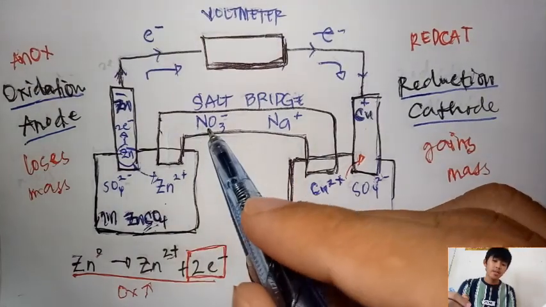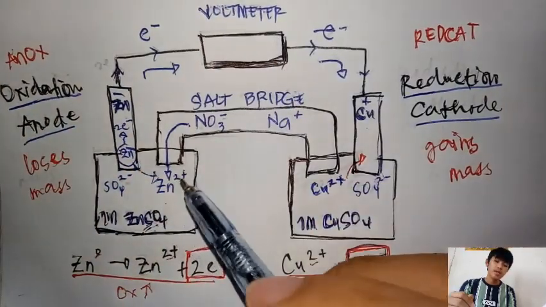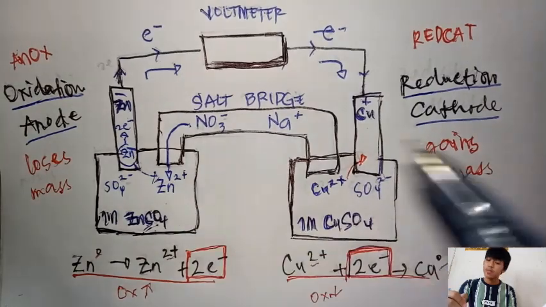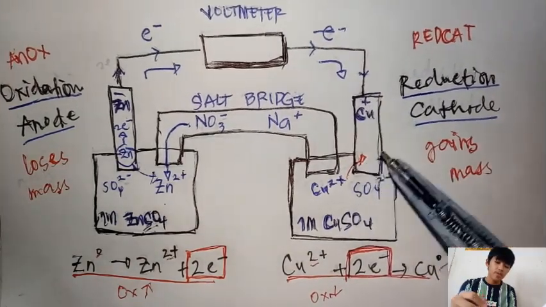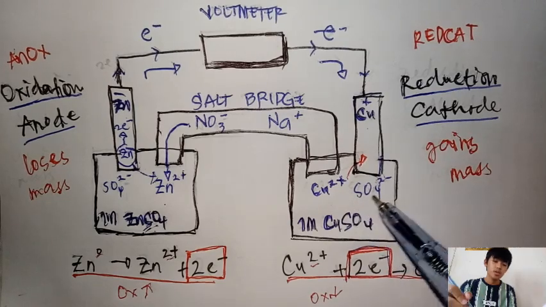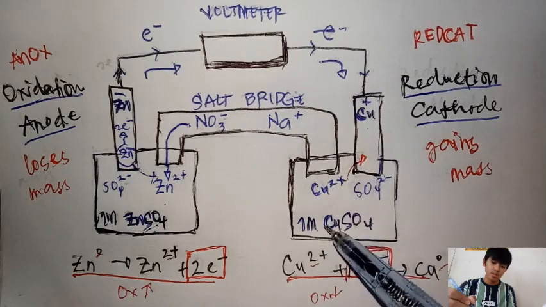So the nitrate, which is a negatively charged particle, is going to go down to the left side of the half cell in order to balance the charges. On the right side, as the copper 2 plus is deposited onto this electrode, we have an accumulation of sulfate, which is a negatively charged particle. So this becomes a negatively charged half cell.